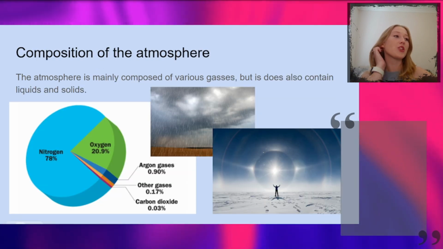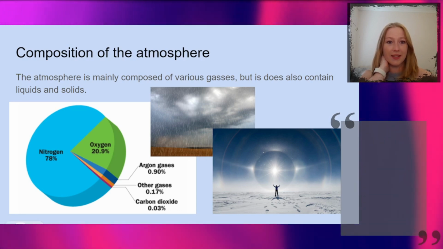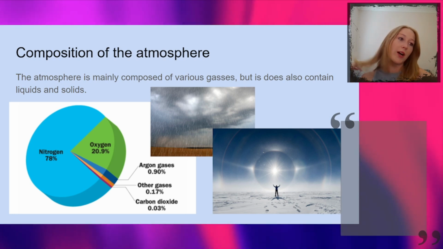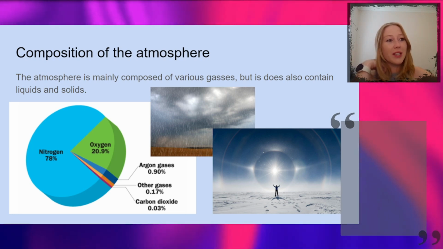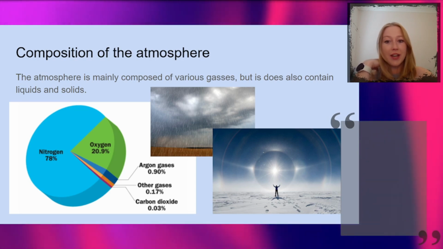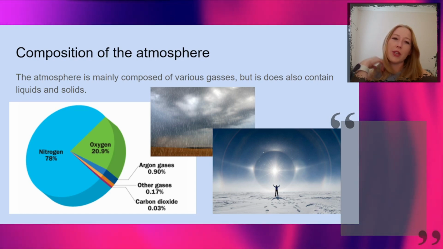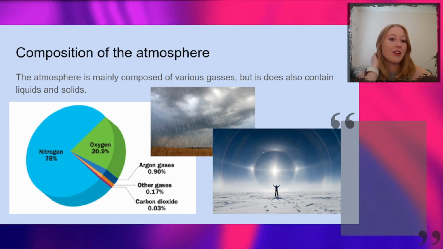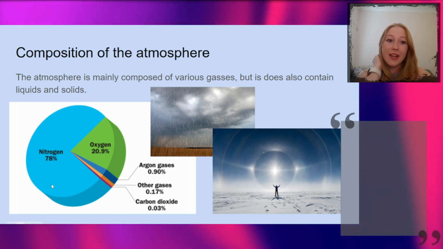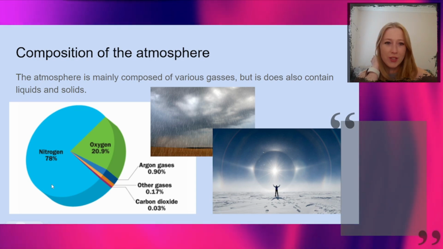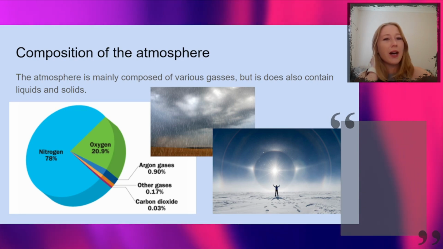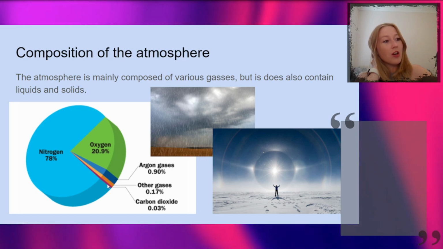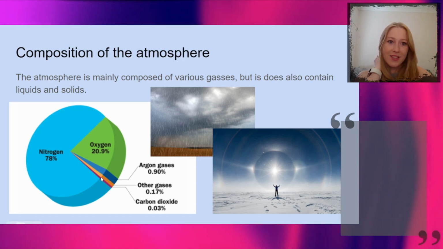Okay, so the main composition of the atmosphere is gas, but it does contain some liquids and solids as well. So the main gases that we're familiar with are nitrogen, oxygen, and argon. Okay, that's probably not the ones that you're most familiar with. These are the biggest percentage of gases. About 78% is nitrogen, about 20.9 or 21% is oxygen. Then you have about 1% that's argon and a little bit that's other gases.